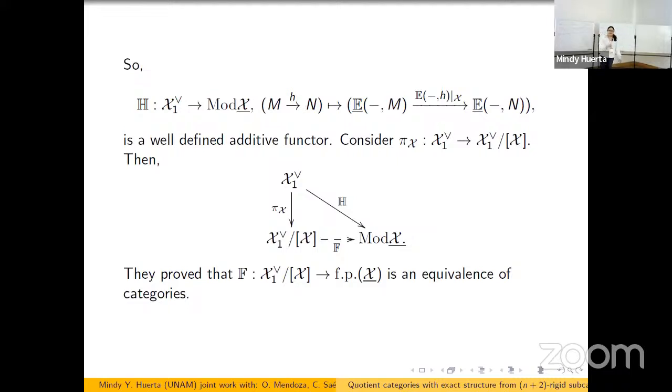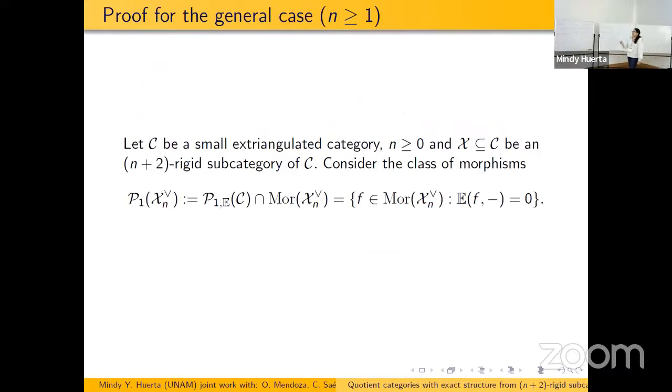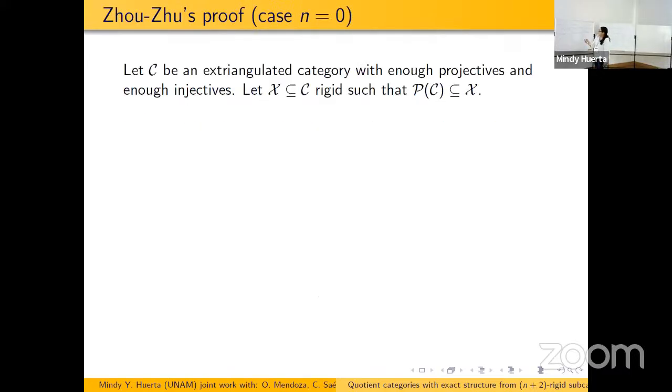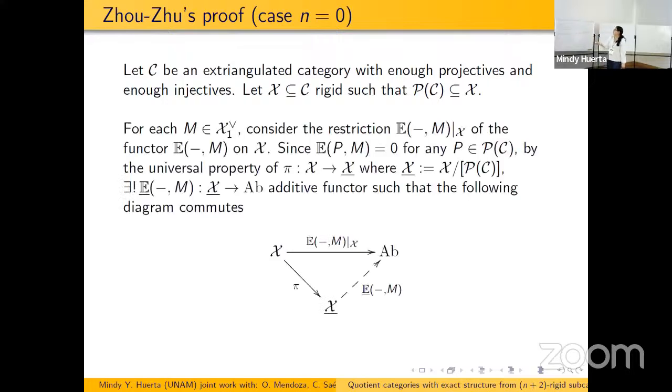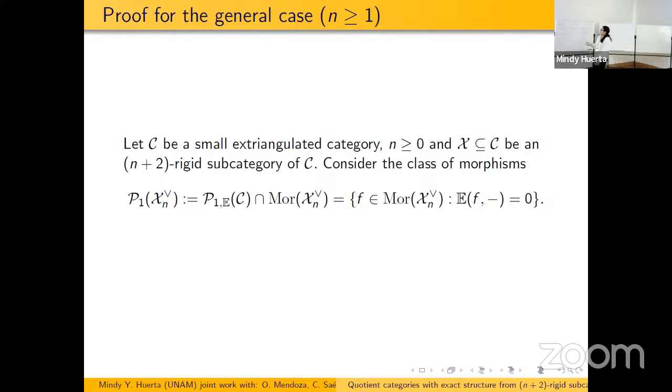The first step that we tried was to extend this proof to the general case. We can extend some parts of that proof up to some little changes. For example, we take a small triangulated category. The reason for taking it small is that we need higher extension groups, and when your category is small, you can assert that. So I will take a small triangulated category and an n plus 2 rigid subcategory. And we change this containment by the following class of morphisms. Notice that this class is determined by this condition.